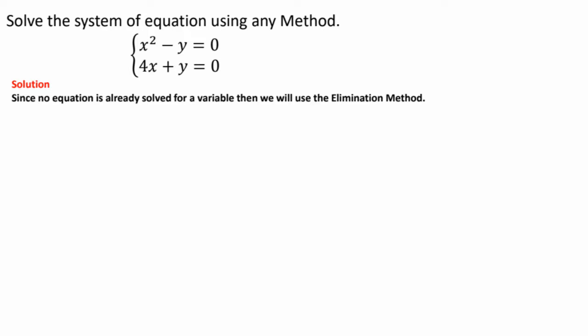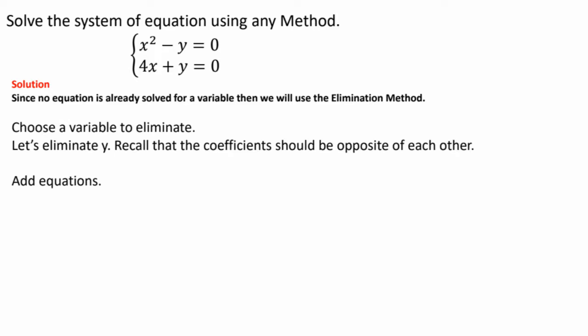So let's go ahead and use the elimination method. The reason why I'm using the elimination method is because we see, right? If I just add these two lines together, the y's are going to cancel out without me doing anything to it. So let's go ahead and do that. Let's add these two equations together. And when we do that, we have x squared minus y is equal to 0 plus 4x plus y equals to 0.